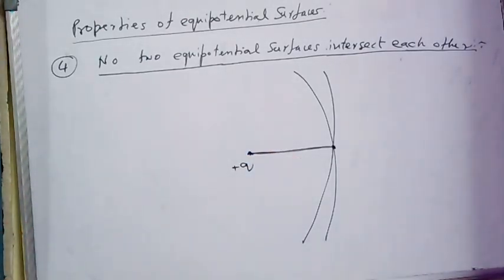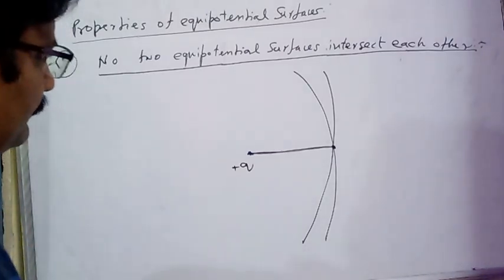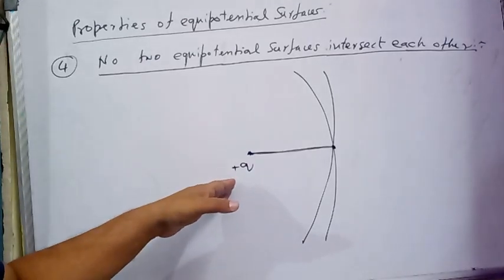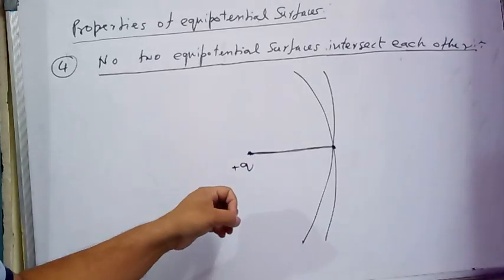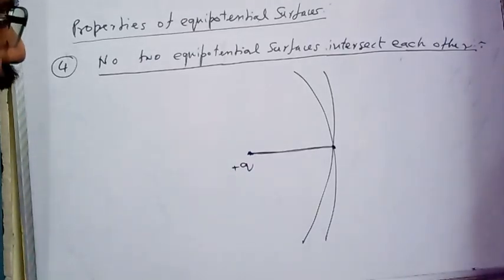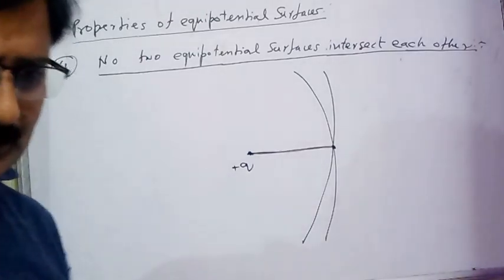This is fourth property. So students, in the coming videos we will discuss about energy of a charge in the presence of electric field and what can be the potential energy or electrostatic potential energy of a system of charges.